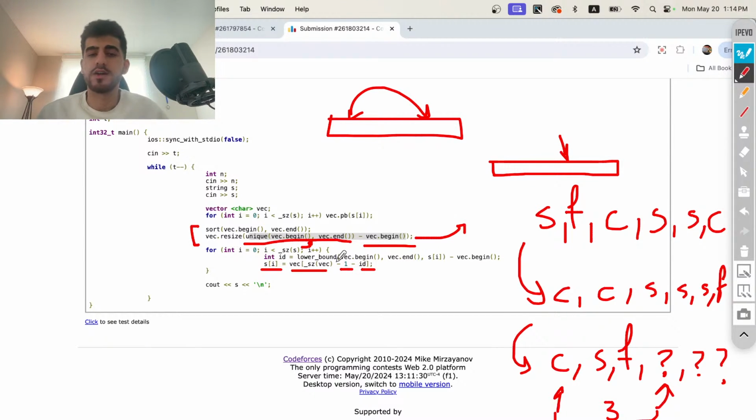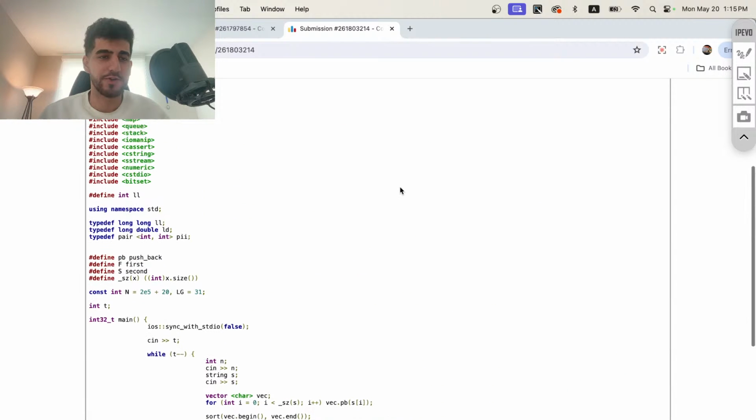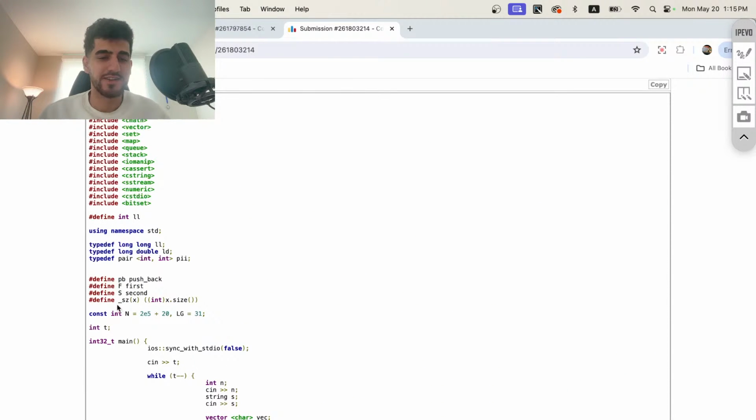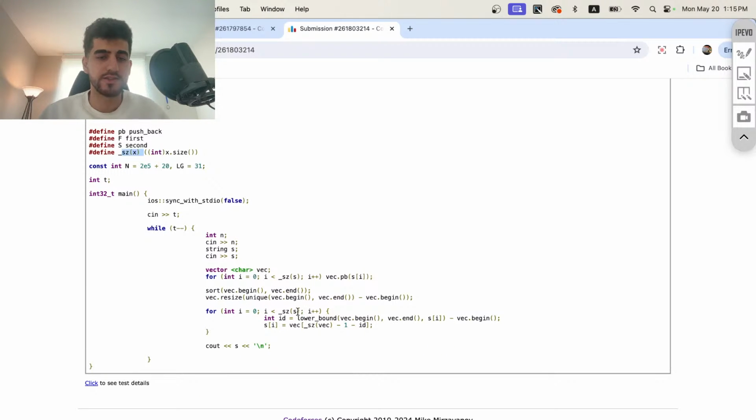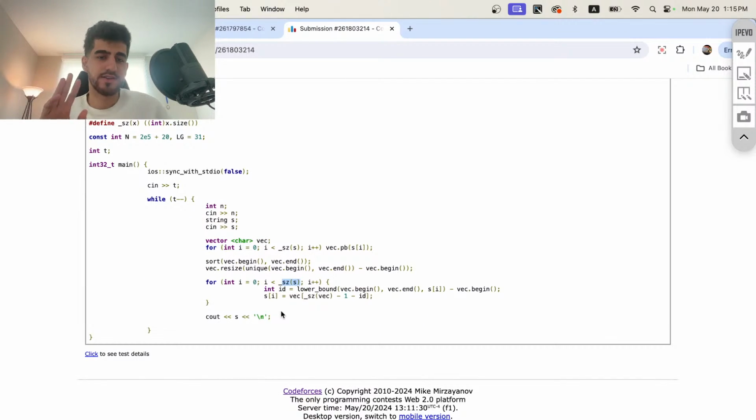Oh, okay, sorry for that. This is s dot size. This is nothing. This is s dot size. It's just in my code, I define s set of x size. So don't worry about it. Just we have a for to s dot size.